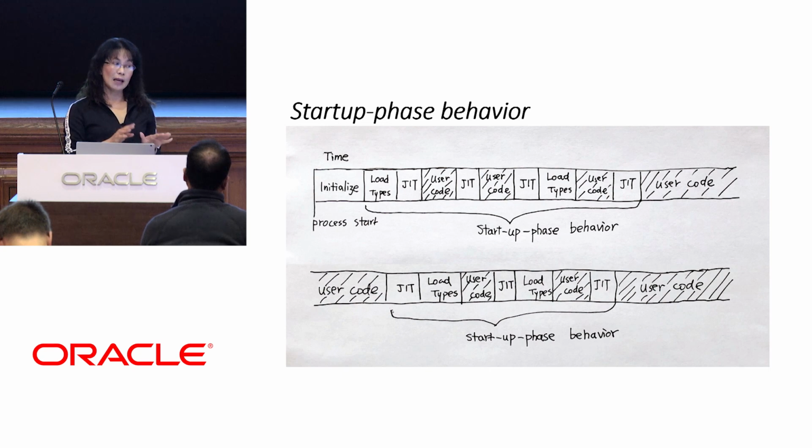And we would like to give the startup phase behavior a way to not do extra JIT work. The goal there is to JIT as fast as possible and get to a stable user code, right? So this is how we do it.